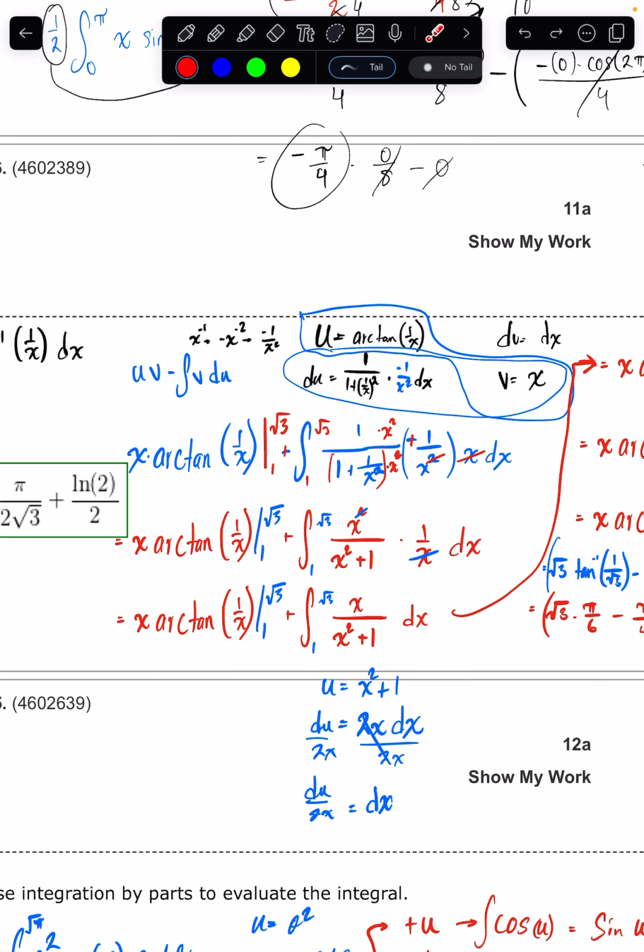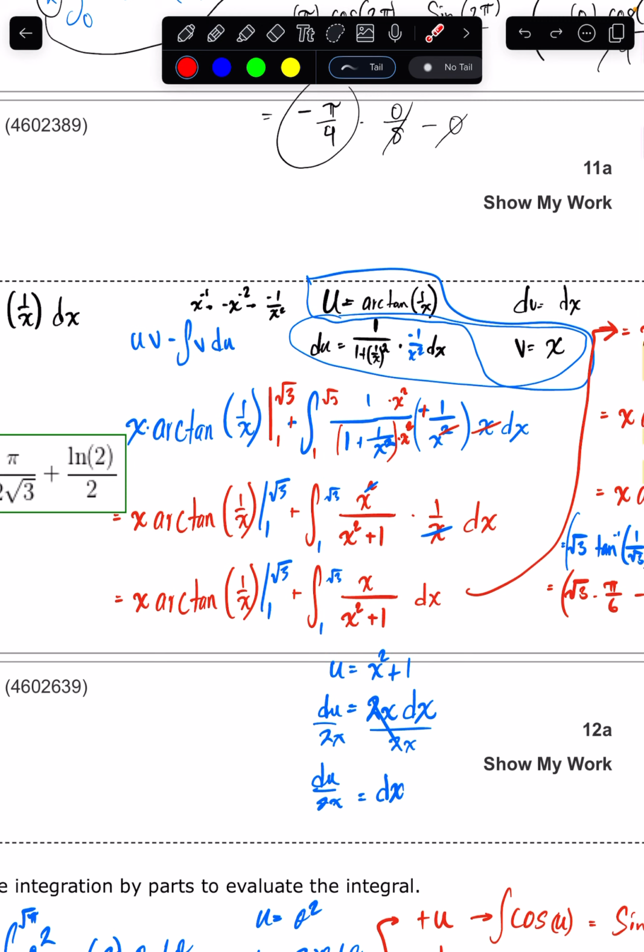Wait, my bad. I just multiplied this by x squared over x squared. It doesn't change the value because x squared divided by x squared is 1. And that helped me get rid of the x squared from the denominator. If I distribute this here and here, I'm left with x squared plus 1 in the denominator, and on top is x squared.